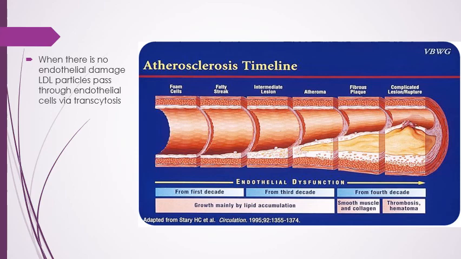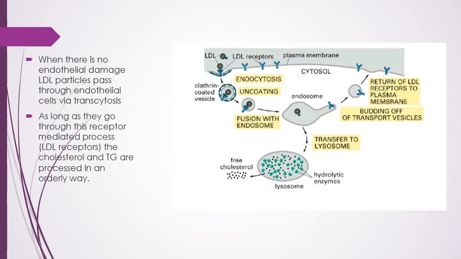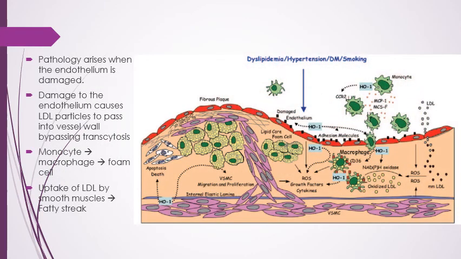So when there is no endothelial damage, though, LDL particles pass through the endothelial cells via transcytosis, okay? So as long as they go through this receptor-mediated process through the LDL receptors, the cholesterol and triglycerides are processed in an orderly way. The problem is when you don't get through this transcytosis, if they're not endocytosed and they're not moved into that layer correctly, that's when we get LDL particles passing into the vessel wall, okay, bypassing transcytosis, and then they're kind of seen as foreign molecules.